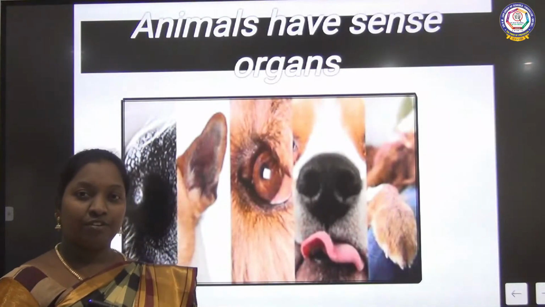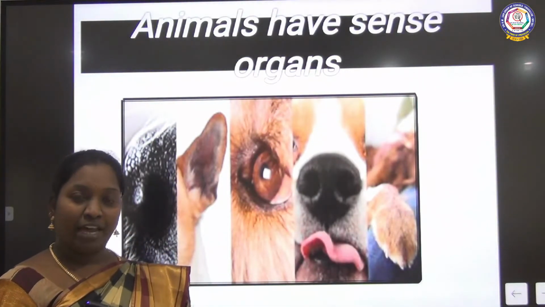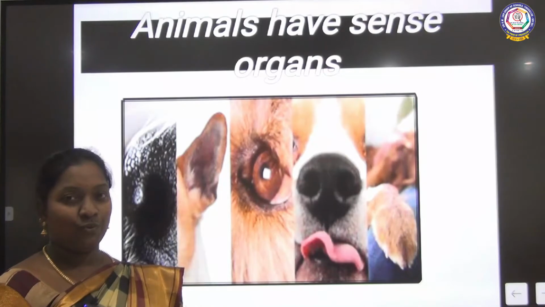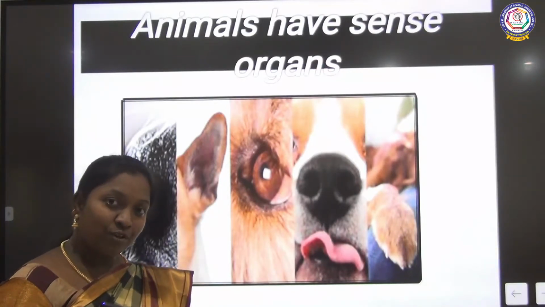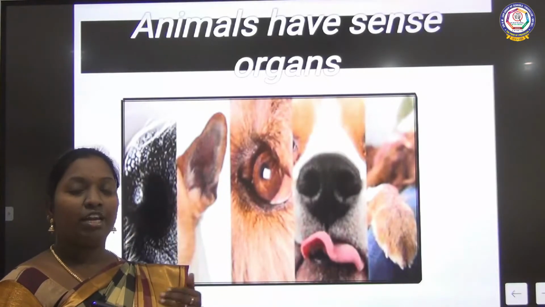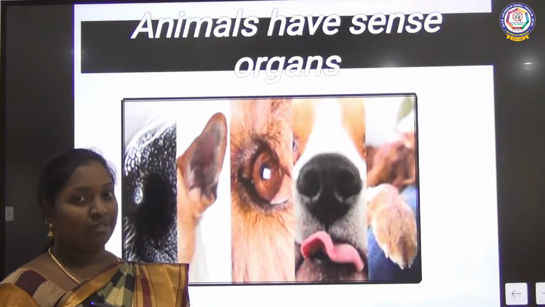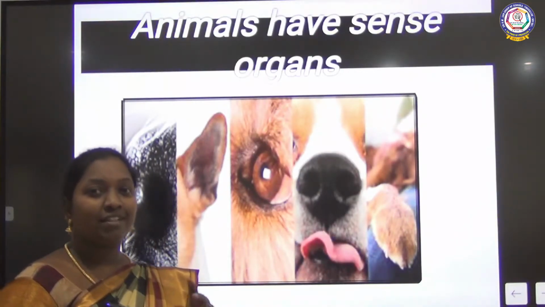So we studied the differences between plants and animals. Animals move, plants cannot move. Animals cannot make food, plants can make food. Animals also breathe, plants also breathe. So we saw the similarities and then the differences.